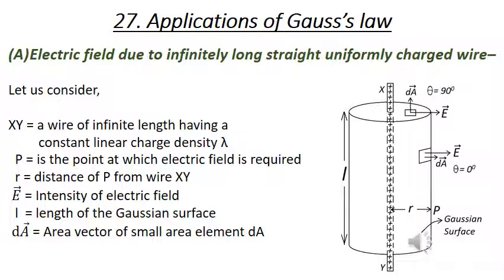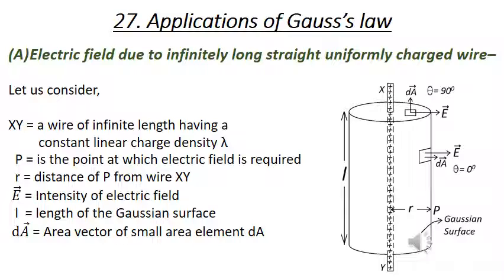So the first topic is electric field intensity due to an infinitely long straight uniformly charged wire. Here, the sense of infinitely long straight wire doesn't mean the length of the wire is infinite, but the distance of the point of observation at which we are going to find the electric field is very small in comparison to the length of the wire, so that we can consider the length of the wire as infinite.